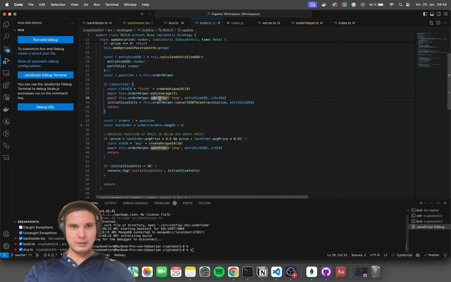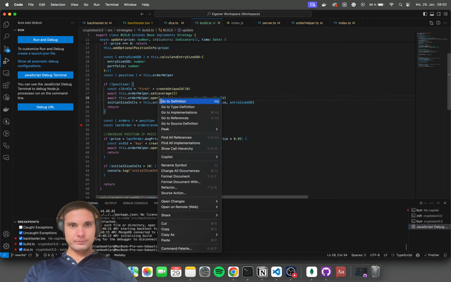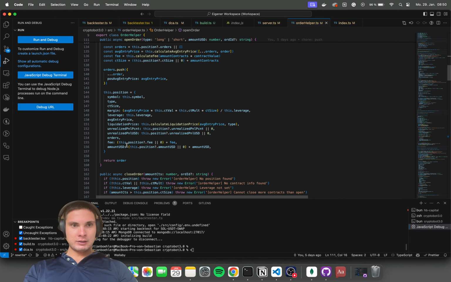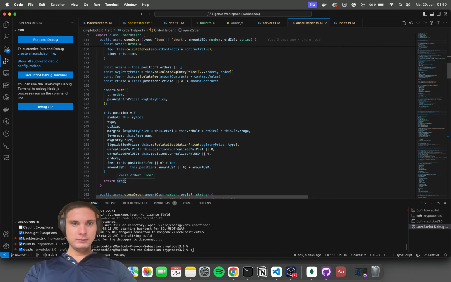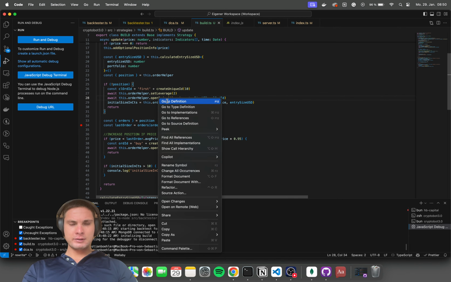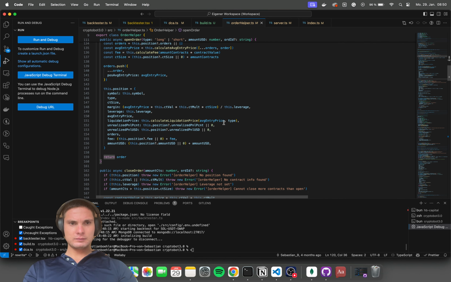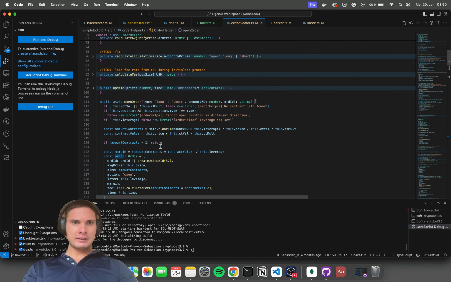What does open order return? It returns the order result, and the order result is the order. Where has this type order result? Promise order result or order? Where does it return the order result? Return undefined. Return order. I guess it's from the live order helper, right.